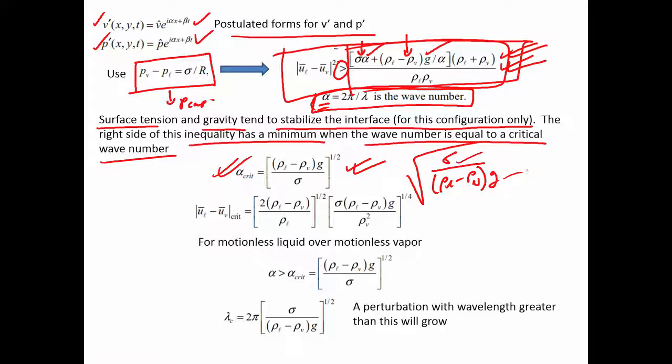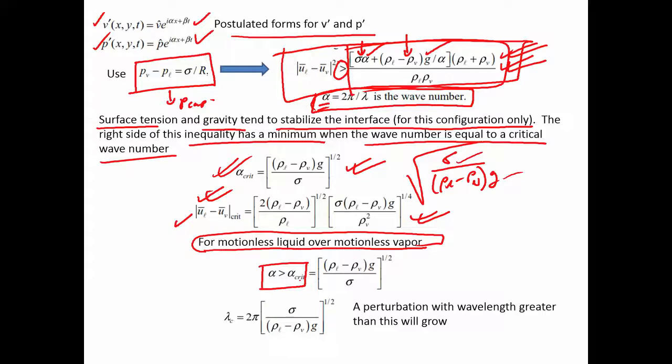Similarly, when you substitute this alpha critical in the expression, you get a critical velocity differential, and that is given by this particular expression. This is for motionless liquid over motionless vapor, that means when both the phases are static. Previously it was moving. Now, if the vapor and liquid phases are motionless, then alpha must be greater than alpha critical. Lambda c, the critical wavelength, is given by this particular length scale that we have here.